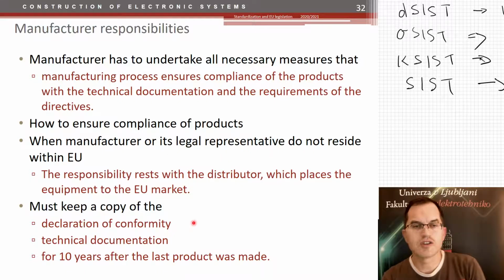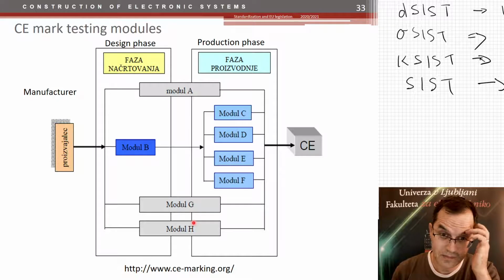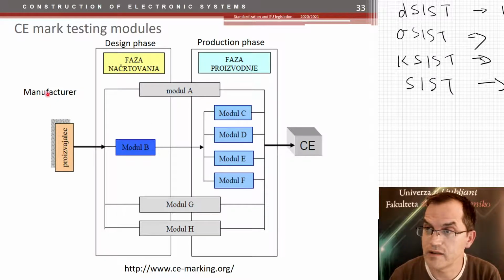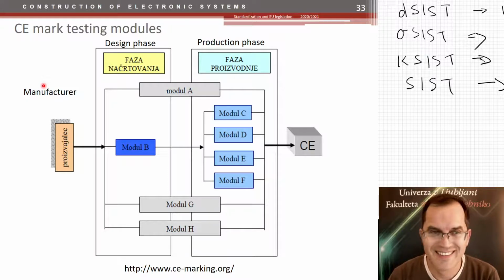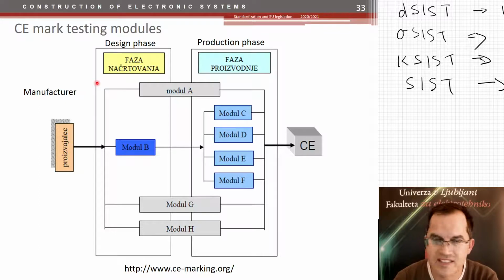All right, so how do we assure that all these products are actually compliant? That is shown in this picture. I'm sorry, some of the parts are in Slovene, but I think you will get it. Now, the manufacturer has two main ways. Either it goes for the standalone or for the combined ways. These are the CE mark testing modules. We have modules A, G, and H, which are standalone modules. Then we have B, which is combined with C, D, E, or F. B is in the design phase, and these are in the production phase.